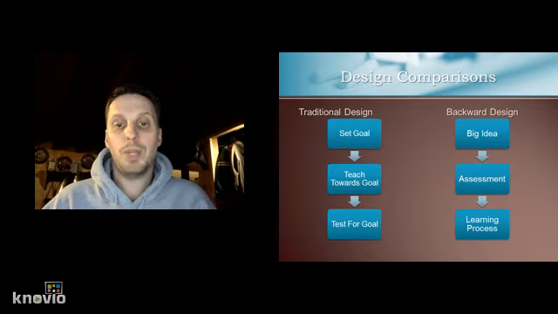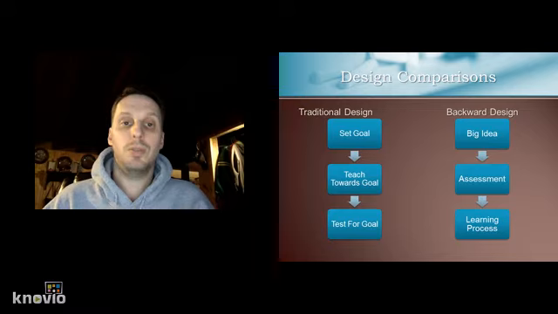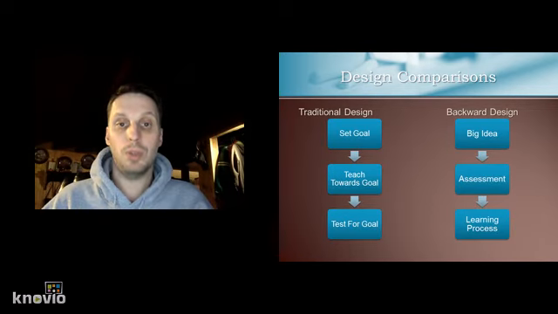Here we'll look at some design comparisons. In traditional education design, first we set a goal. For example, the goal may be for 80% of students to understand a single concept. As instructors, the next step is to teach towards the goal. Lastly, the student is tested for their understanding of the concept.